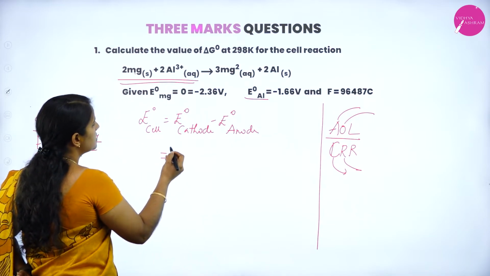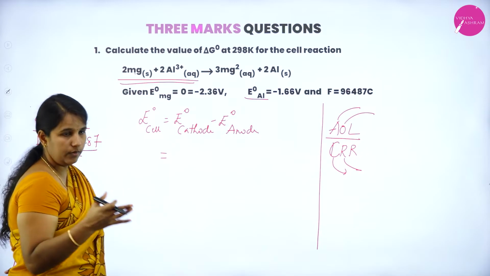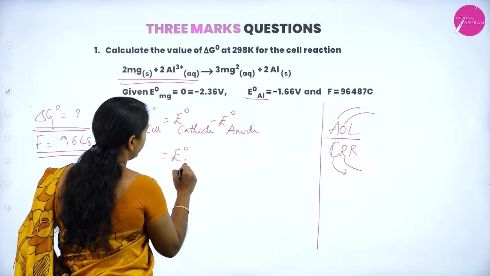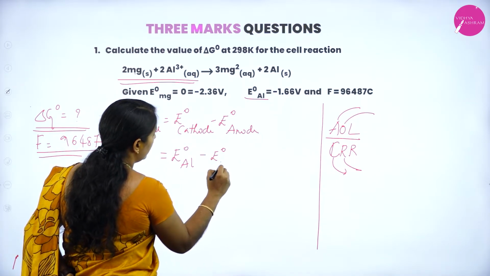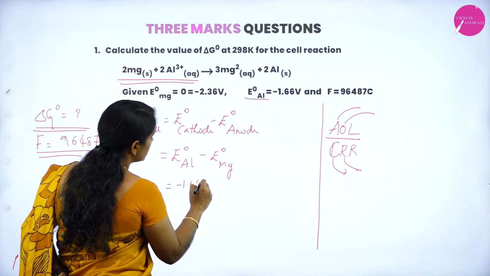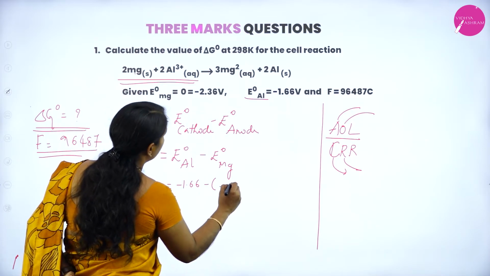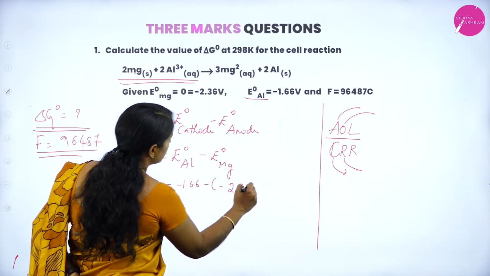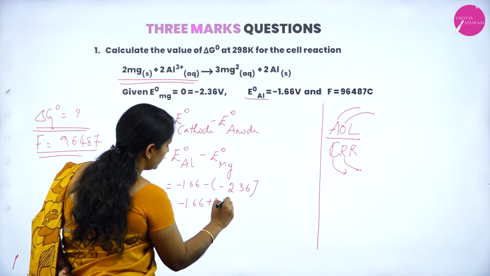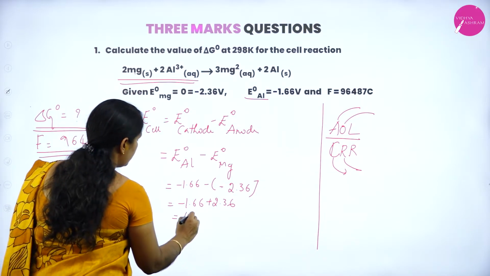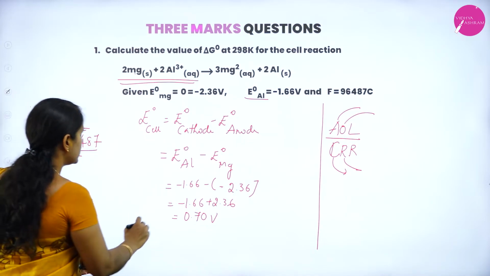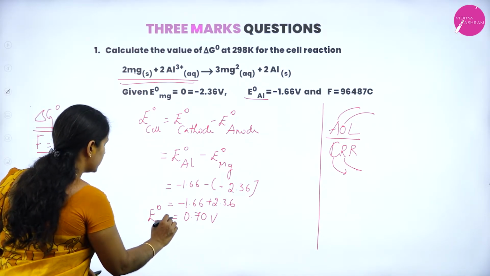In anode always oxidation will take place, and in the cathode reduction will take place. You can see that here at the cathode aluminum will be there, which is acting like a reduction electrode. So I'll write E0 of Al minus E0 of the Mg. So what is the Al value they have given? Minus 1.66 minus E0 of Mg, which is minus 2.36. Minus into minus is plus 2.36. How much will you get? 0.70 volts.